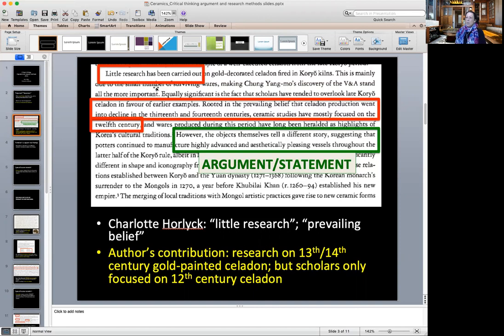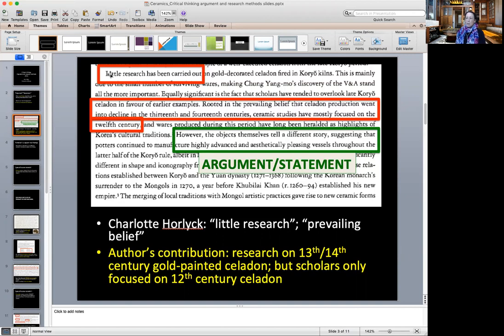And you can see up here, this is from the introduction, okay? She says, little research has been carried out, rooted in the prevailing belief that Celadon production went into decline in the 13th, 14th centuries, blah, blah. However, suggesting that potters continued to manufacture highly advanced and aesthetically pleasing vessels throughout the latter half of the Goryeo rule. So what does she do here?